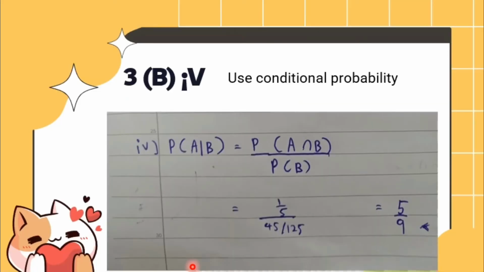And lastly, for the last question, we want to find the probability of A given B. For this question, we use the formula for conditional probability, like we have used before, and then we use the values that we get from the third part and from the table. We just substitute the values into the formula, and after the calculation we'll get the answer 5/9.